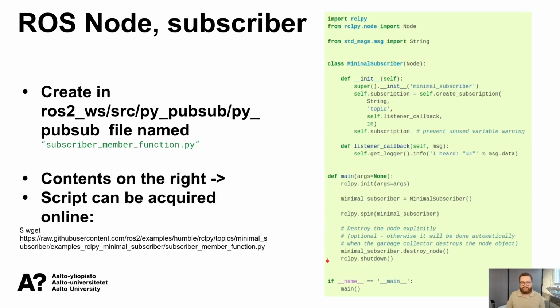And yeah, this main functionality here is again just to make this executable, so that when this script is executed, it basically initializes these ROS Python functionalities, creates this minimal subscriber object with the class, and then launches this subscriber. And again, these are just here to nicely handle destroying of the node when it's shut down.